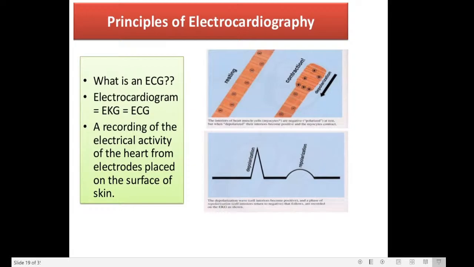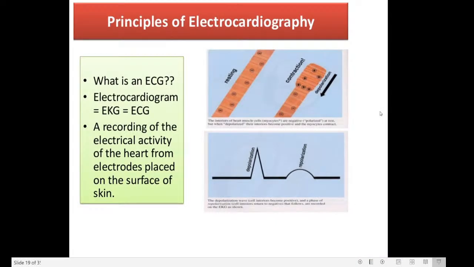Here we place patches, and these patches recognize the signals. Those signals are the movements of ions. Based on the movement of blood and the heartbeat, they provide the signal. These images and words are not visible in this slide and the next slide. I will send the PPT, please refer to it.